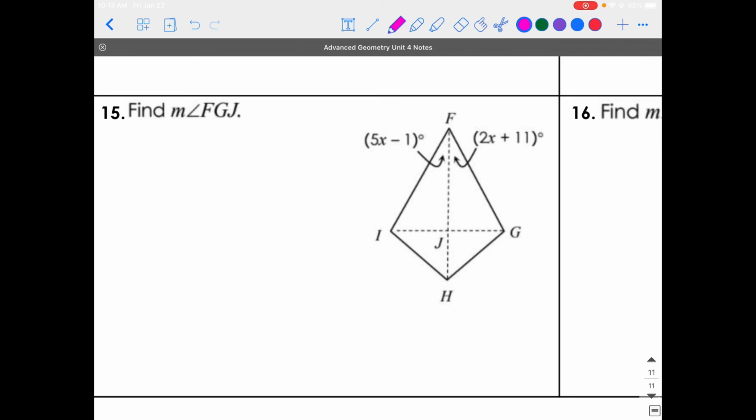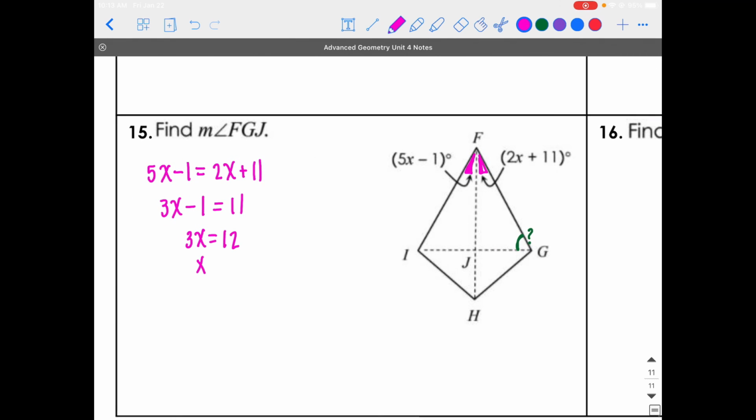Number 15. So we're asked to find this angle right there. What I know is that these two are the same. They have the same measure. So I can do 5x minus 1 equals 2x plus 11. Subtracting 2x gives me 3x minus 1 equals 11. Then I can add 1 to both sides, getting 3x equals 12. So x equals 4.